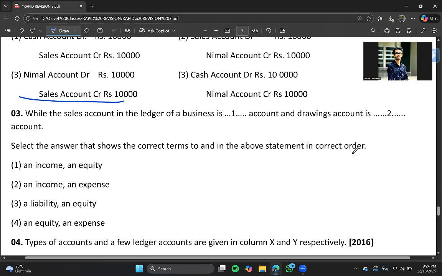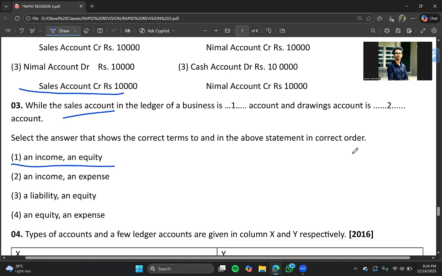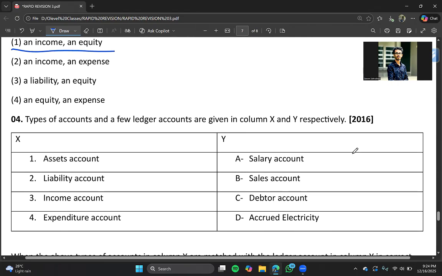While the sales account in the ledger of the business is blank account and the drawings account is a blank. So sales is an income account, drawings is an equity account, right? Sales is an income account, drawings is an equity account. And now we have to match the types of account in question number 4.